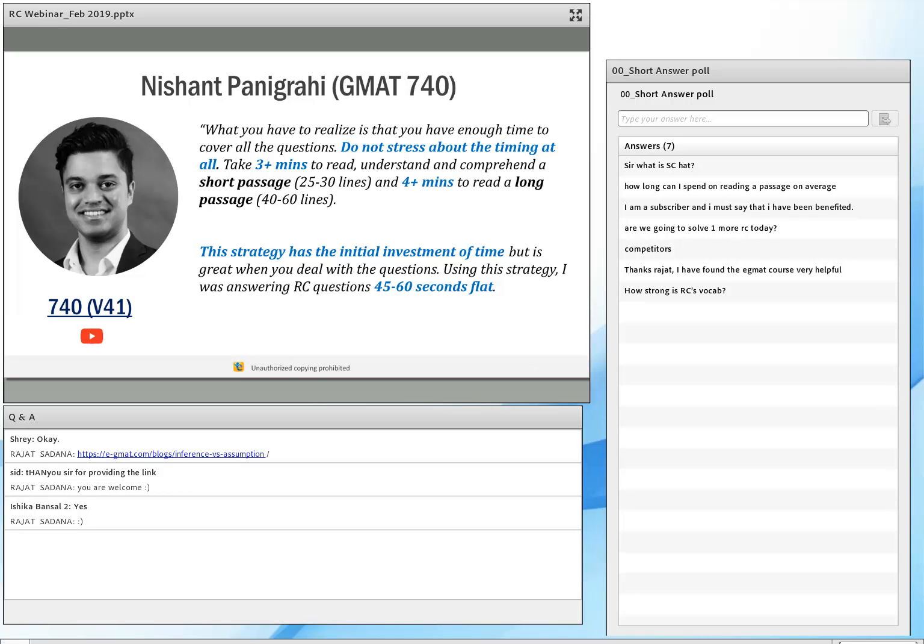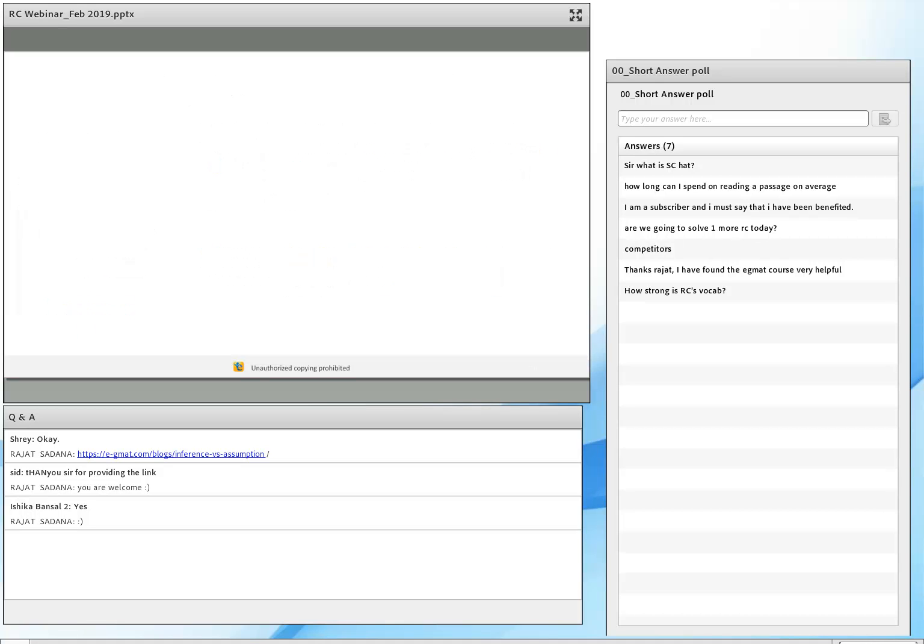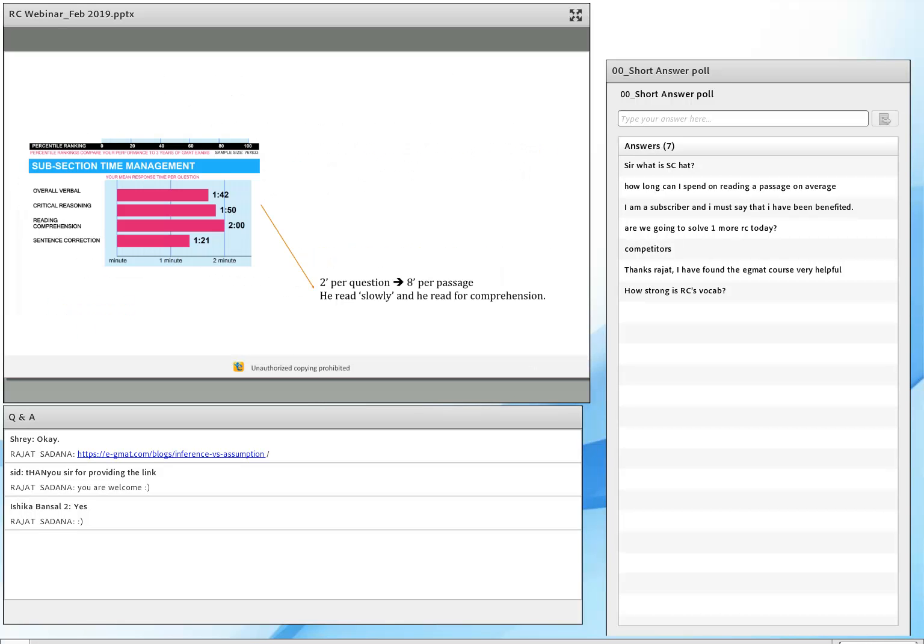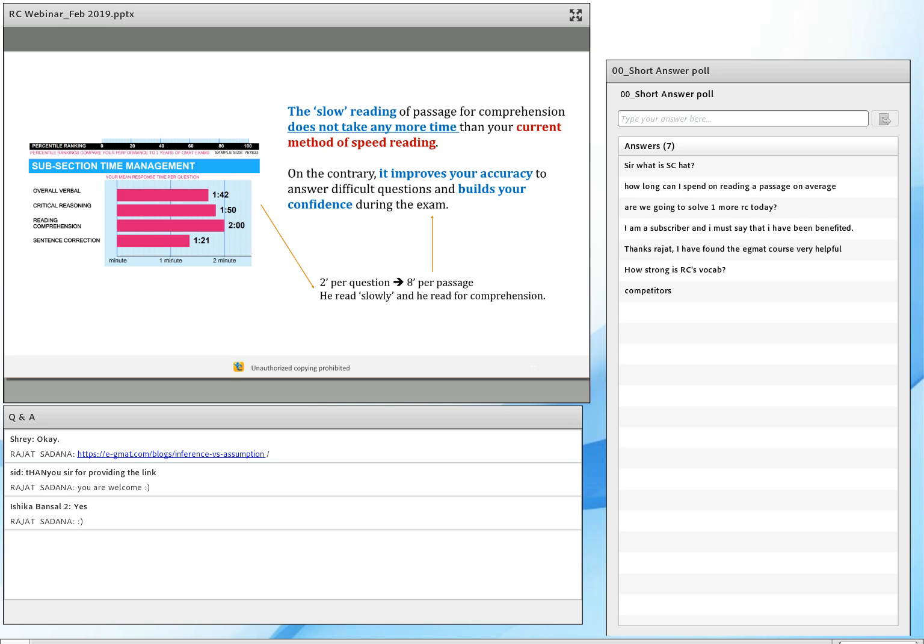Now, what is SC hat? SC hat is how we talk about sentence structure in SC, which is the SC hat. He says take 3+ minutes to read, understand, and comprehend a short passage, and 4+ minutes for a long passage, which is kind of what we recommend. And he says you invest initially, but while answering questions, you'd be able to do that in 45 to 60 seconds. RC is not a test of vocab. Okay. And you can look at his debrief, which is on GMAT Club, and you can really see his time per question. You can download his ESR over there.